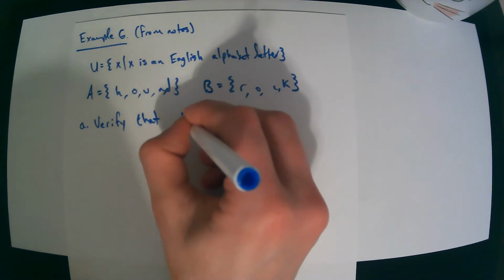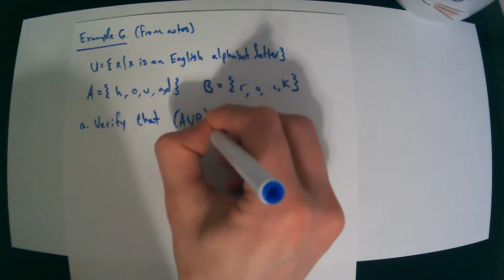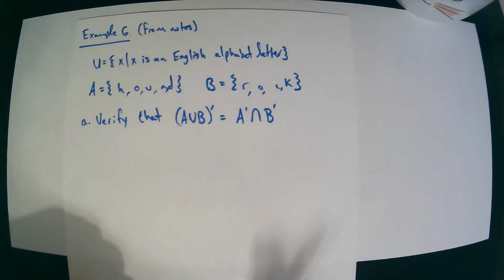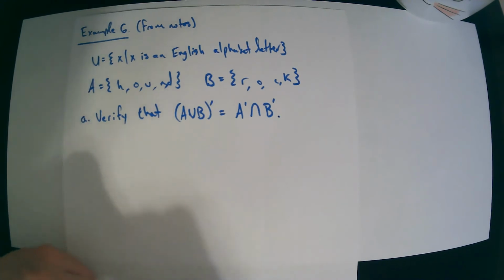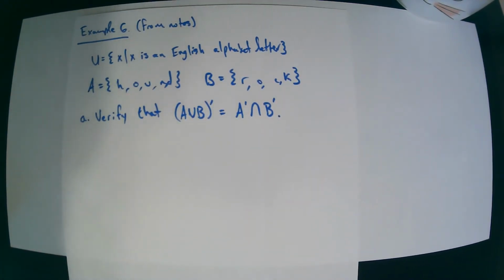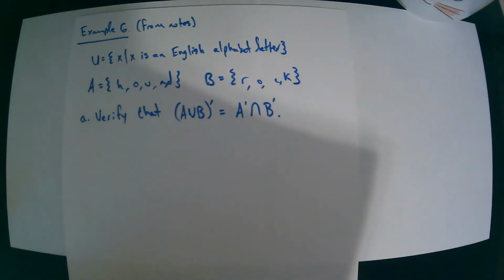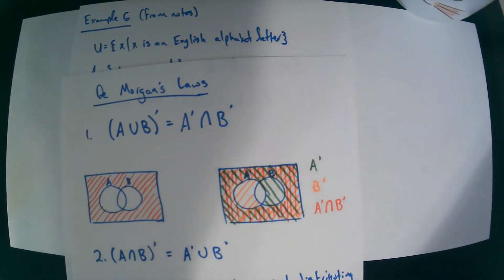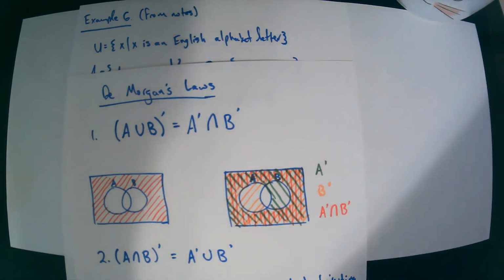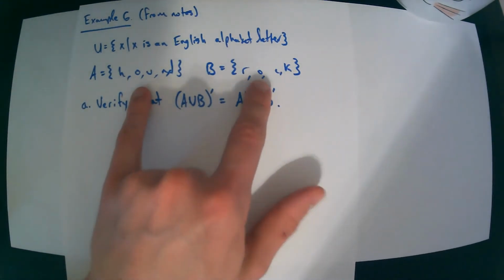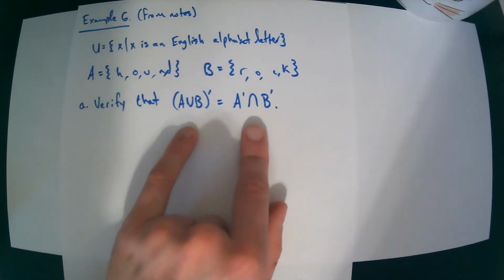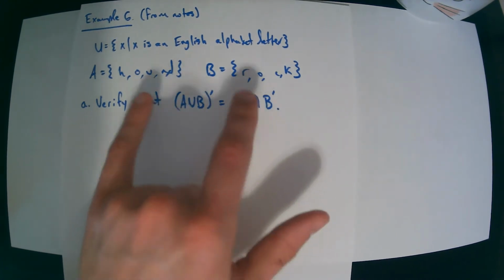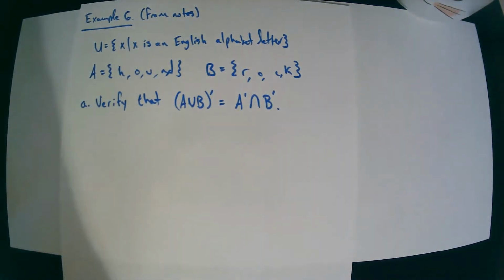Okay, verify that A union B complement, the complement of A union B, is equal to A complement intersect B complement. So this is not going to be a proof of De Morgan's laws. A proof of De Morgan's laws requires pictures that have arbitrary sets in them. These are just two random sets. When you've got two specific sets and you show this property being true, it's not a proof for every set. You're just verifying that it does work for at least these two sets.